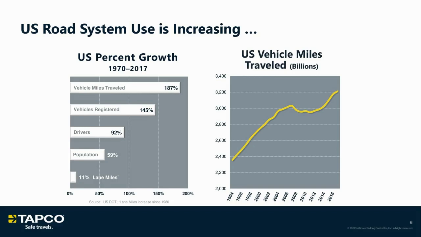And you can see in the graph on the right side, in billions, vehicle miles traveled annually. As of 2016, we're almost up to 3,200 billion miles. So that's pretty extensive.